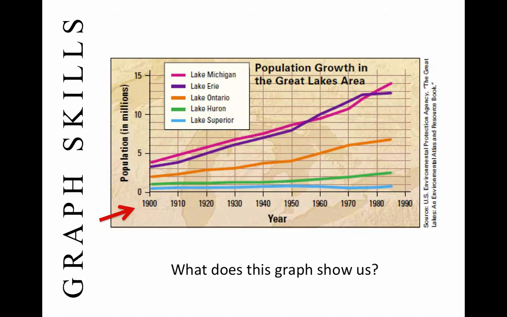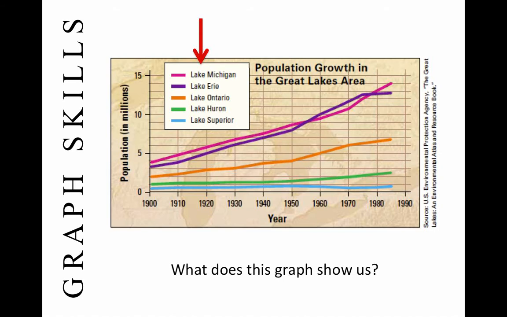Down at the bottom, we can see the years labeled from 1900 to 1990. So we know that we're going to be looking at how the population is growing over time. Finally, in this key here, we can see different colors. Each line of the graph represents a different region of the Great Lakes.